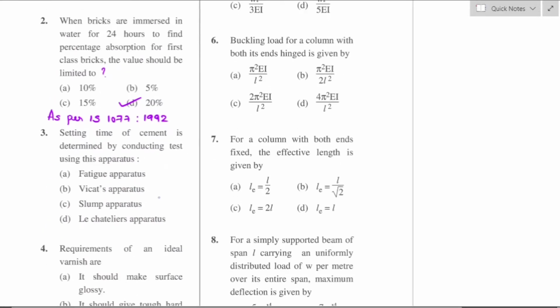Question number 3. Setting time of the cement is determined by conducting test using this apparatus. So for finding the initial and final setting time of the cement, the apparatus used is Vicat apparatus. Option B is the right answer.